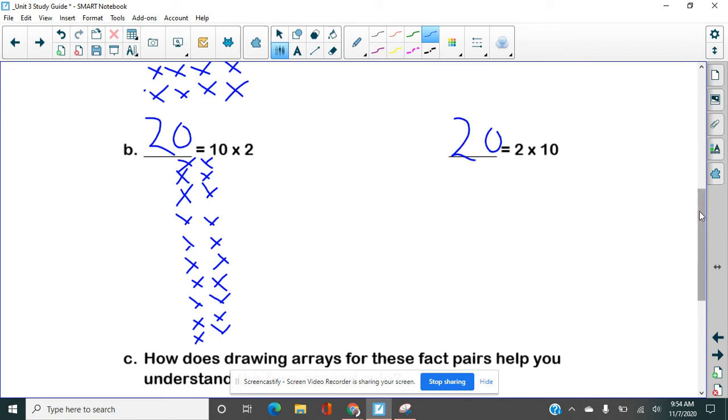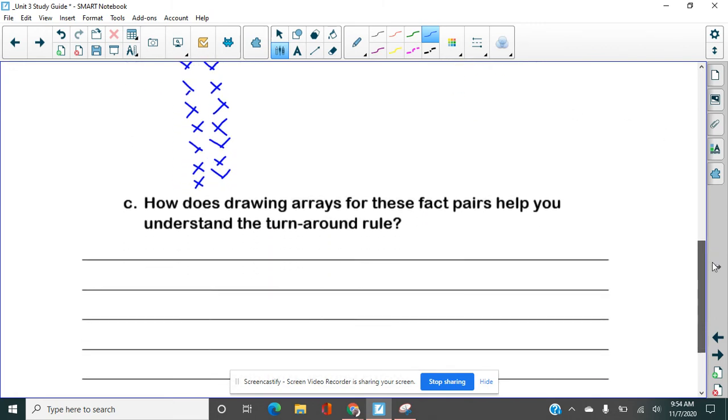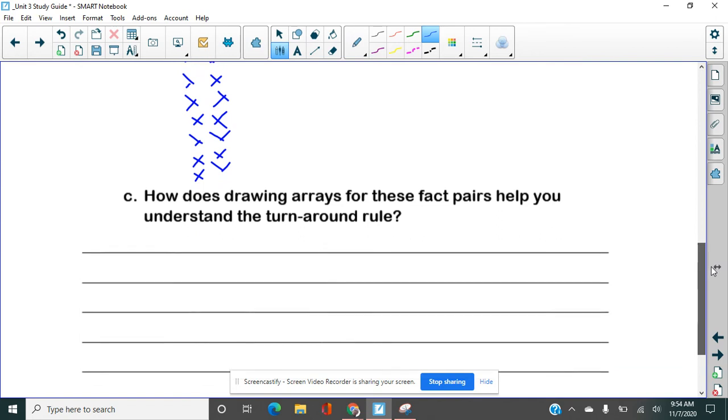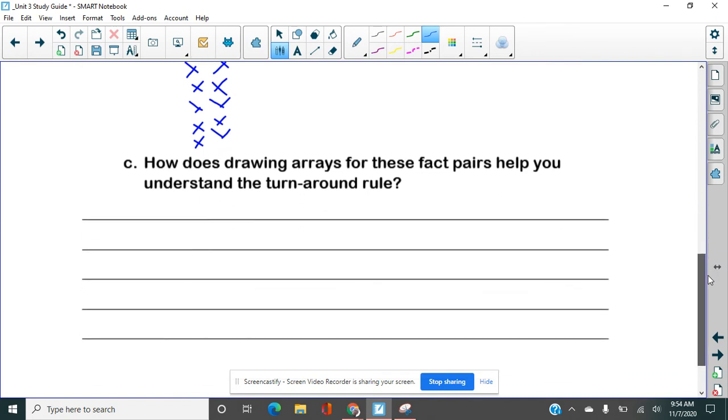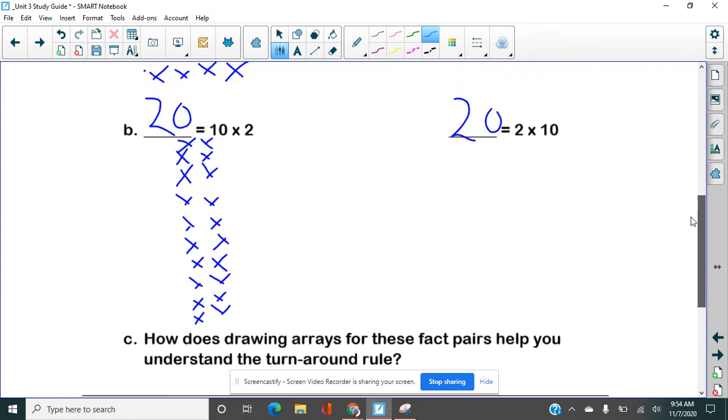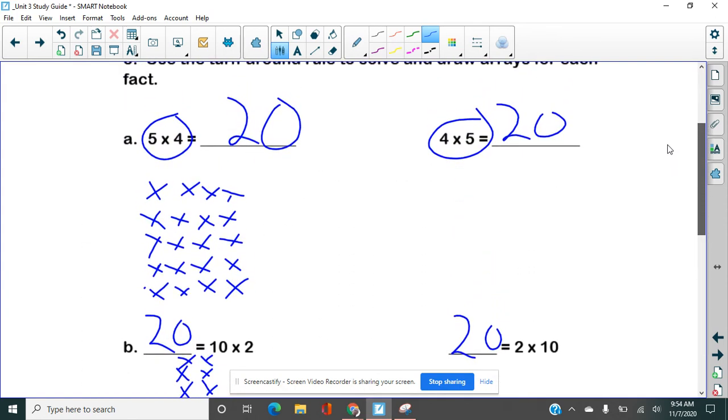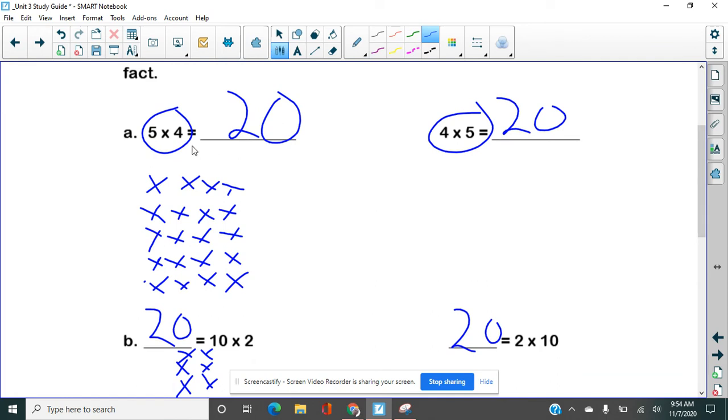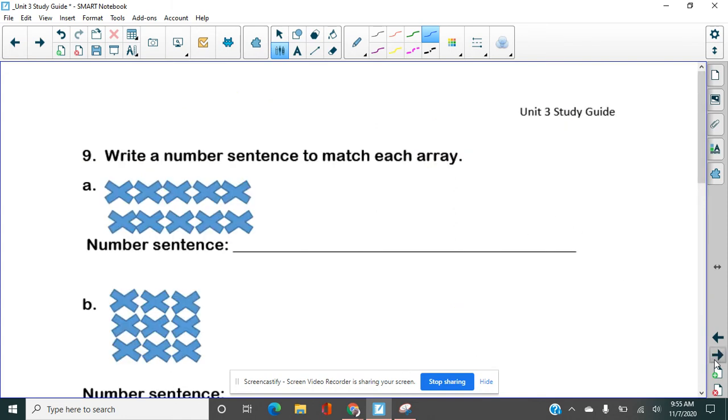Okay. How does drawing arrays for these fact pairs help you understand the turnaround rule? Okay, I'm not sure I quite understand that question very well, but what I want to reiterate to you is that, right, if you flip the numbers in multiplication, then the answer is still the same. All right, on to our last page here, some more arrays.